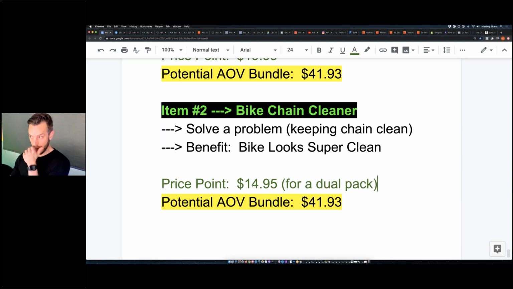And that means your average order value is going to go up from $41.93, y'all know I'm terrible at math, $41.93 plus $14.95. Okay, $56.88. If you were to do it just like this, $56.88. Now your average customer is coming in and potentially spending $56.88, and on top of that, someone might buy an additional set of these for their spouse, their partner, their bike club, whatever.